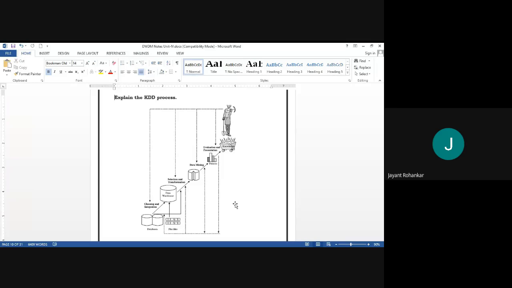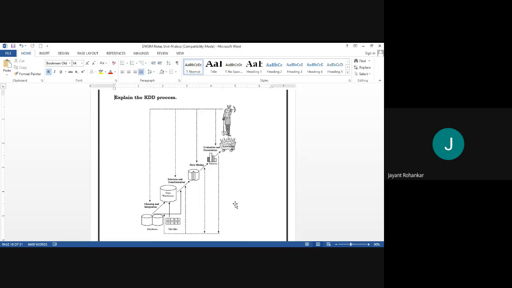If suppose we don't have the data on the basis of which we can take decisions, then whatever information, whatever data we have is of no use. So that's why we have to apply the process of knowledge discovery from the database when we want to get knowledge from the database.